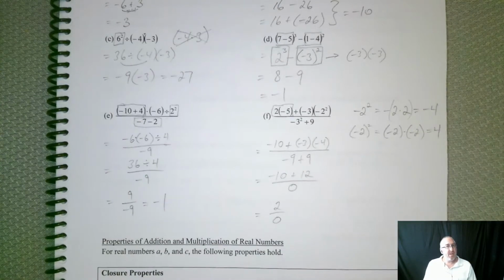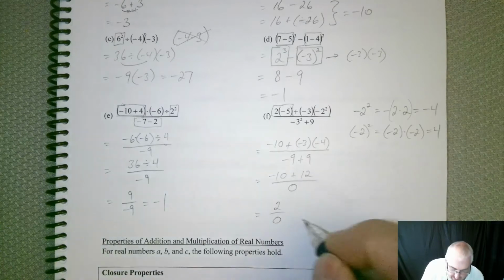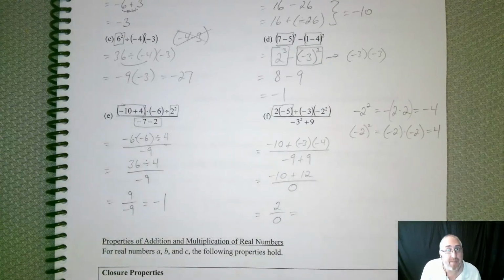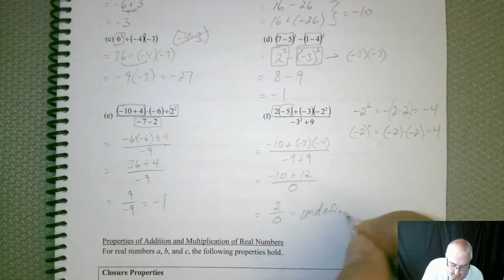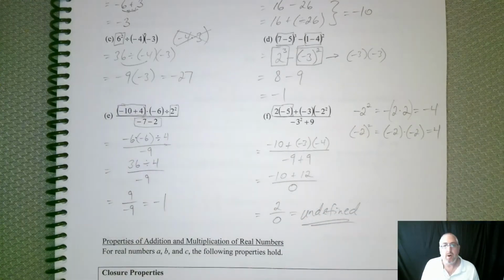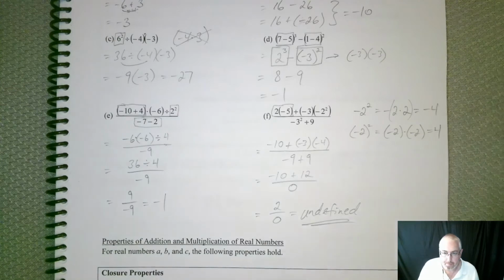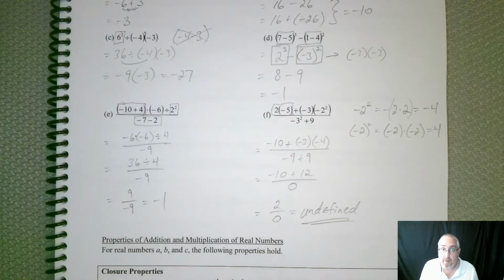So is that equal to 0? No. 0 has to be on top, and then it's equal to 0. If it's on the bottom, it's undefined. So, yeah, be careful of those cases. If 0 is on the bottom, it is undefined. If it's on the top, then it's equal to 0. So, okay. So that wraps up some order of operations stuff.